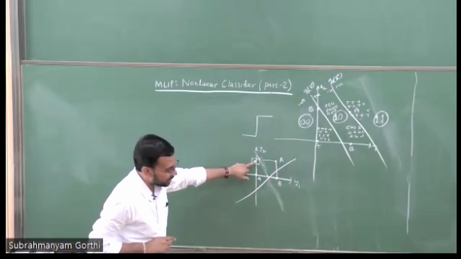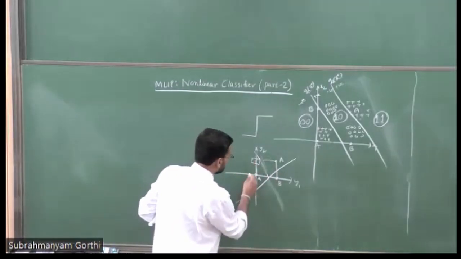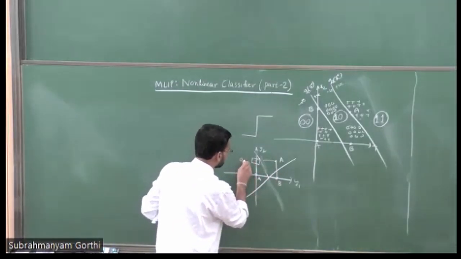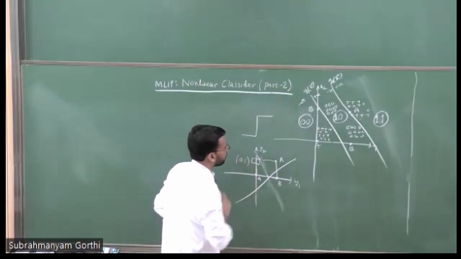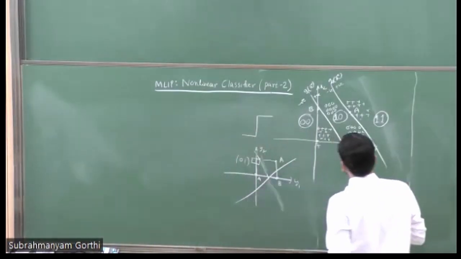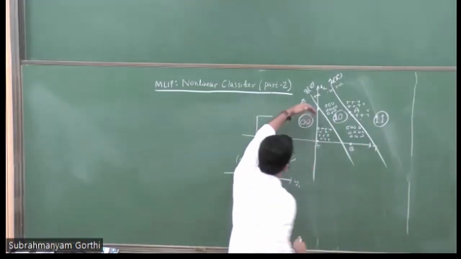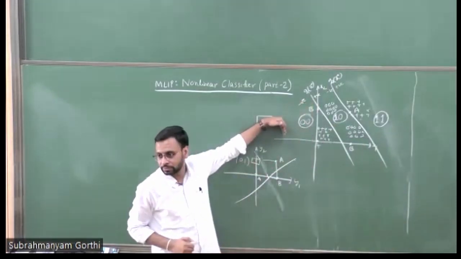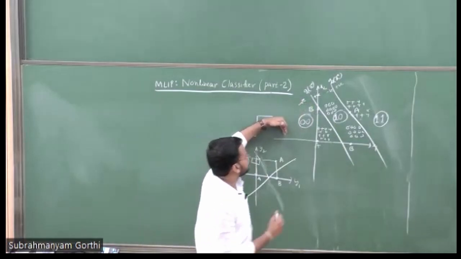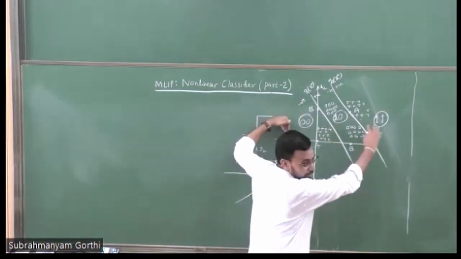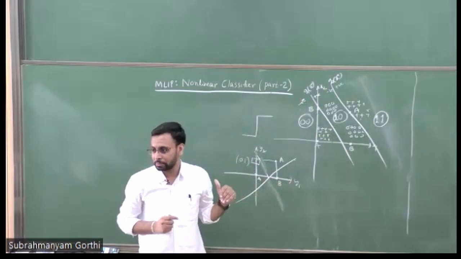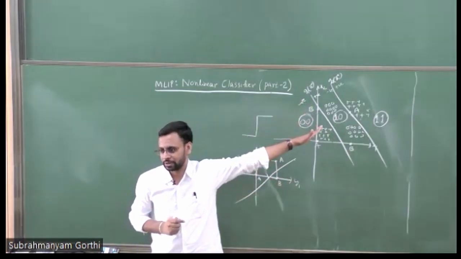Any chance of getting here, what is the value here? This is nothing but 0, 1, correct? This is 0, 1. Where will that be here? So what does that mean? G1 of x should be negative, correct? And G2 of x should be positive. Is that possible? That combination itself is not possible, correct?